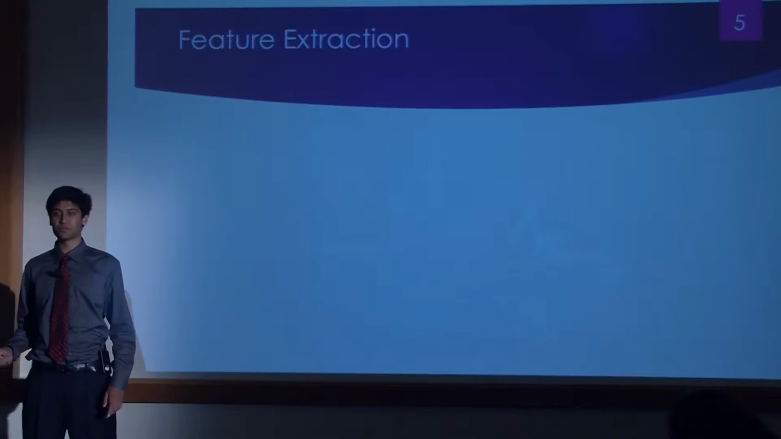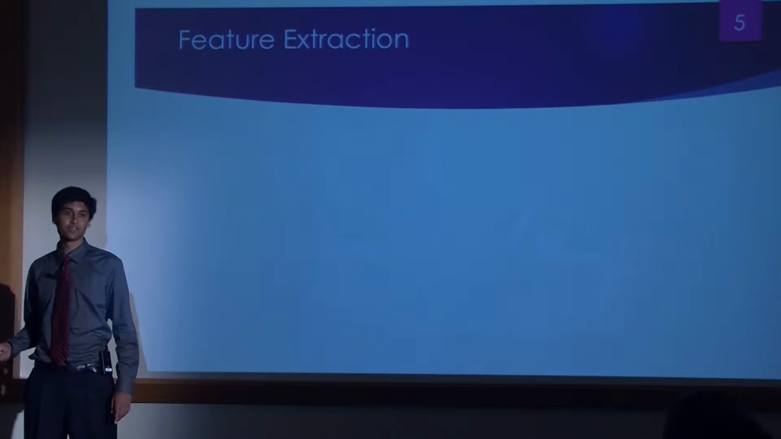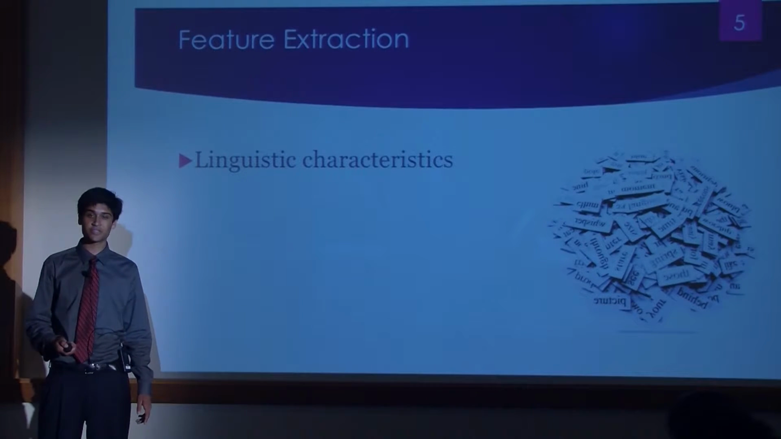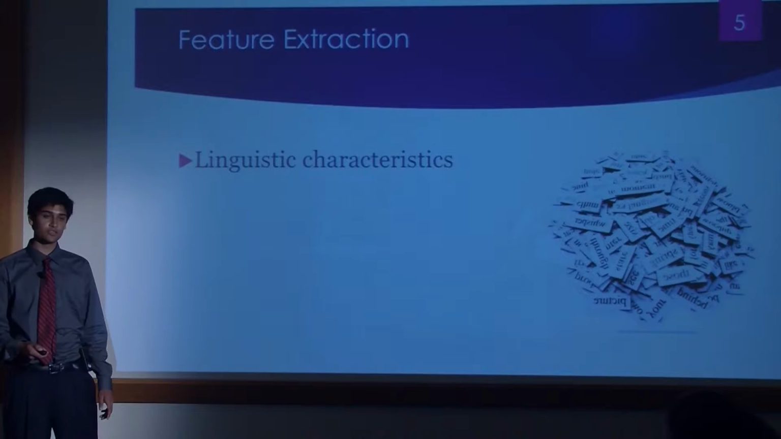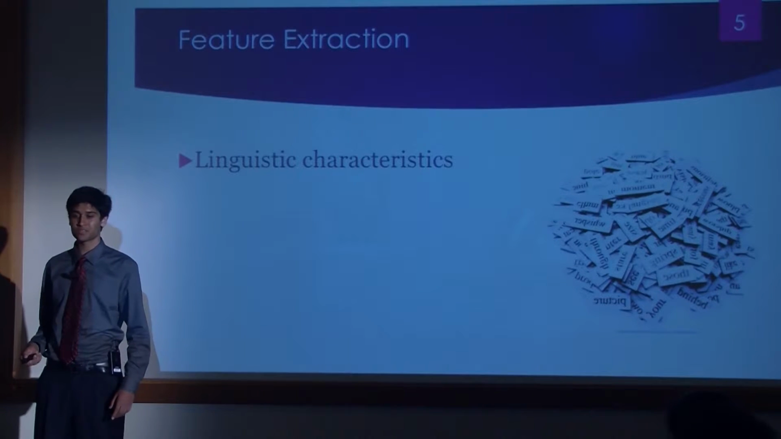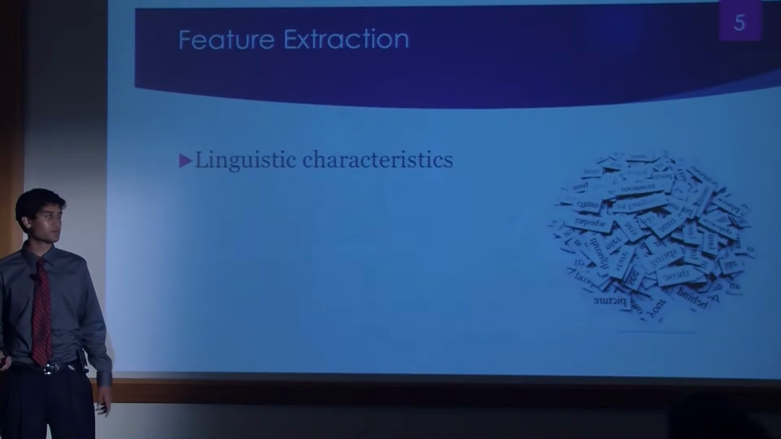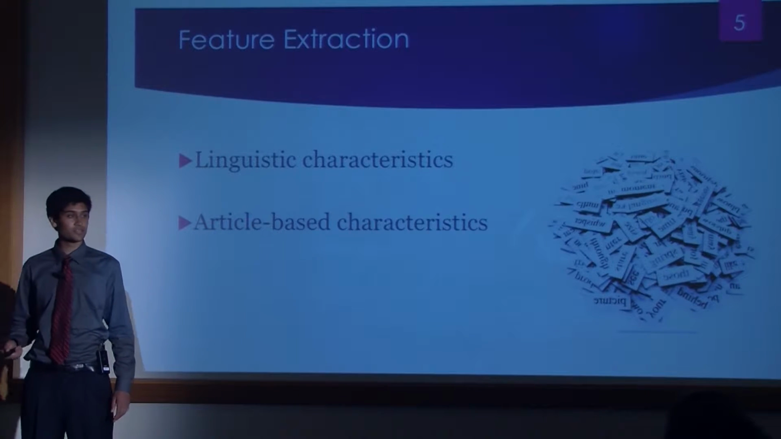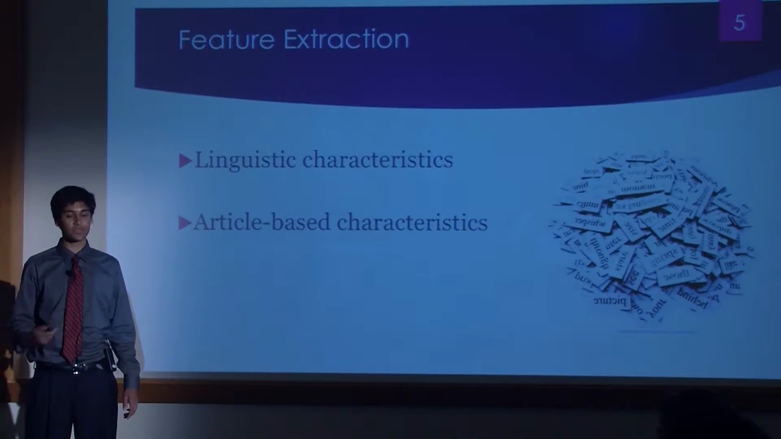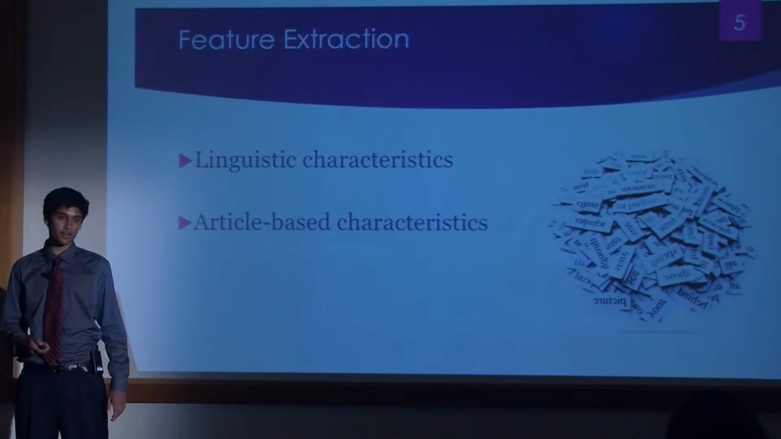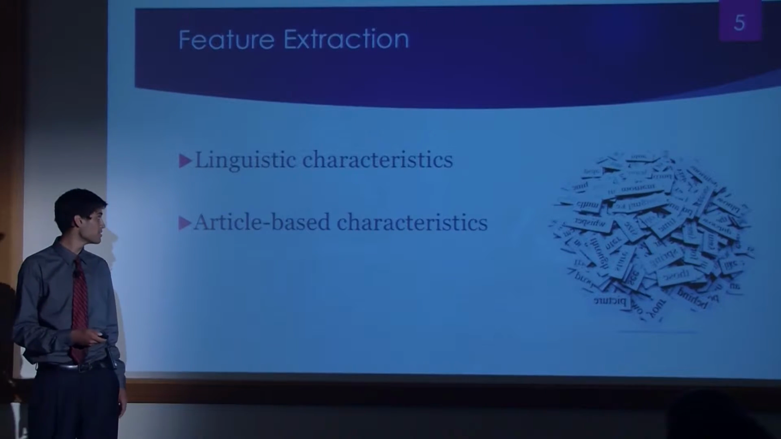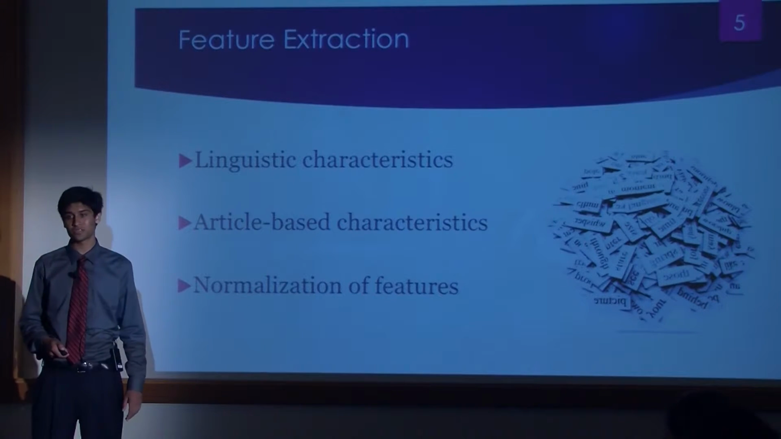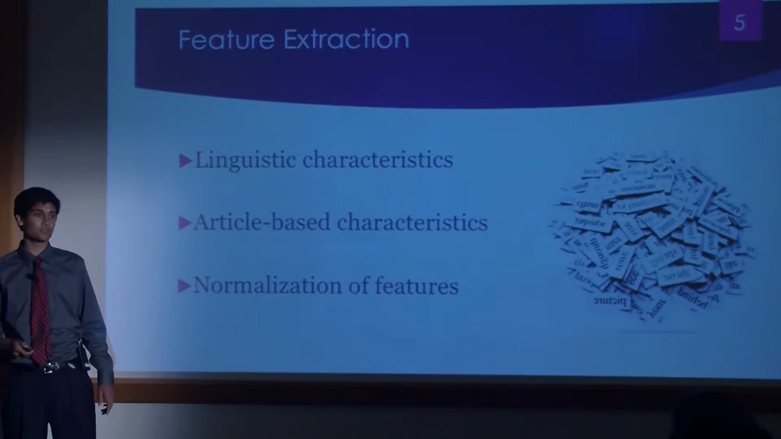So how does stylometry work? The first step is feature extraction. So we extracted linguistic characteristics such as vocabulary richness, word shape, the digits used, punctuation, and syntactic pairs such as the letter combinations in words. And we also used article-based characteristics, which included things like bullets, italicized characters, bolded characters, graphs, images, charts, etc. And after we collected all the features, we needed to normalize them so that features could be compared among different authors.